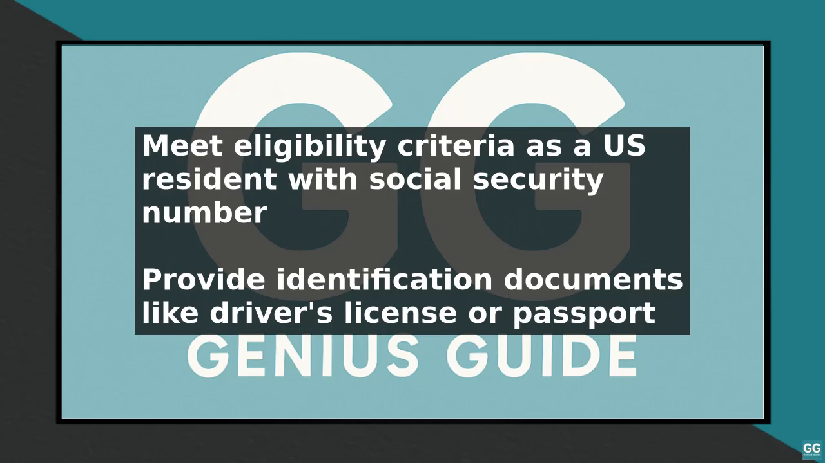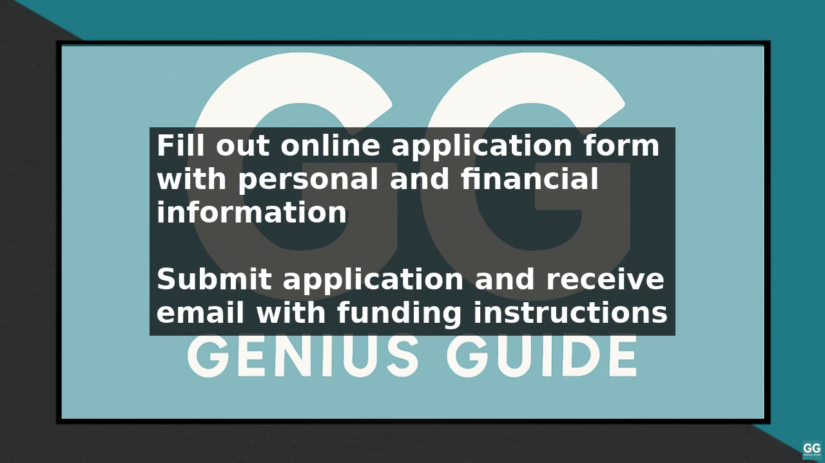To start, you need to meet the eligibility criteria, which includes being a resident of the United States and having a social security number. You will also need to provide identification documents such as a driver's license or passport. Once you have all the required documents, you can visit the BMO website to apply for an account.